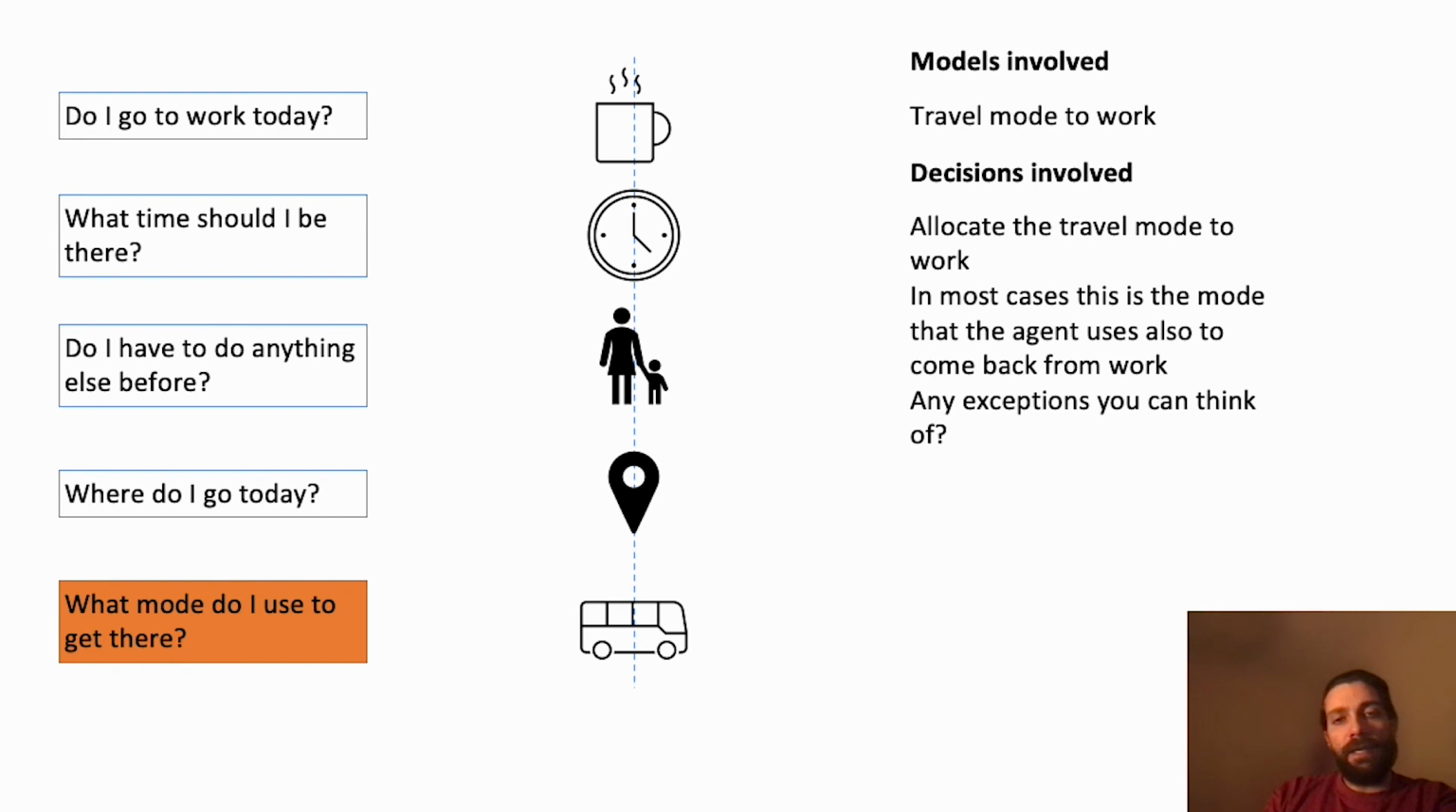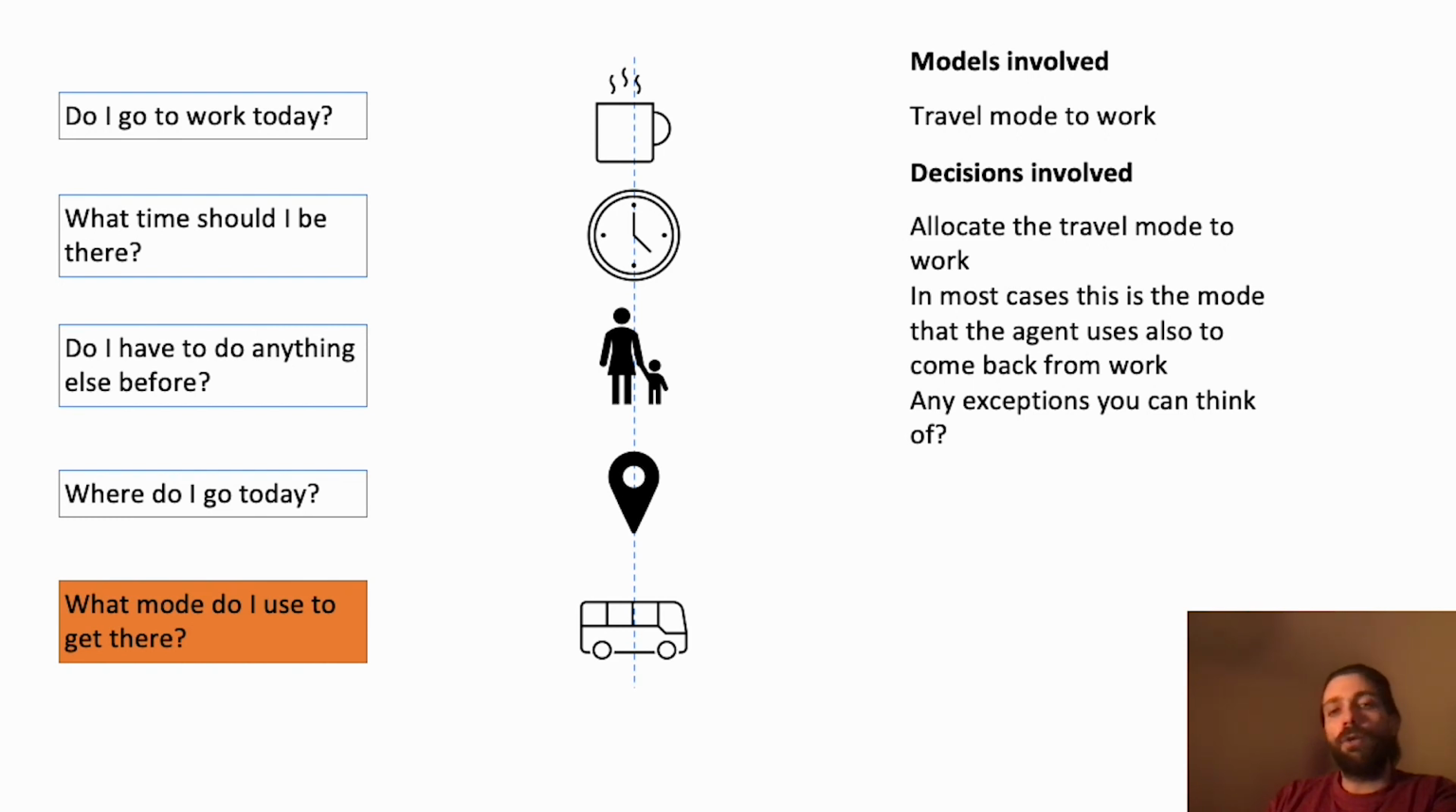And the final model that we initiate in order to complete this simple example is the "what mode do I use to get there" model. And here we use the RP model. The model is estimated using revealed preference data, essentially the data from the Mobi app, the travel diaries of the Mobi app. And then we allocate the travel mode to work.